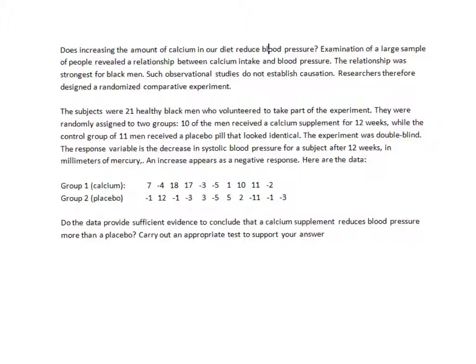10 of the men received a calcium supplement for 12 weeks, while the control group of 11 men received a placebo pill that looked identical. The experiment was double-blind. The response variable is a decrease in systolic blood pressure for a subject after 12 weeks in millimeters of mercury. An increase appears as a negative response. Here are the data. Do the data provide sufficient evidence to conclude that a calcium supplement reduces blood pressure more than a placebo? Carry out an appropriate test to support your answer.